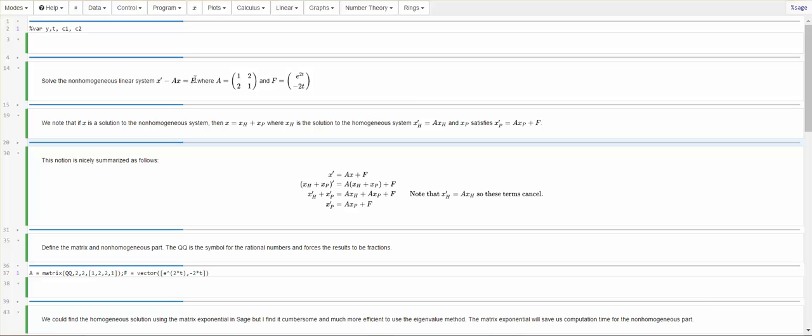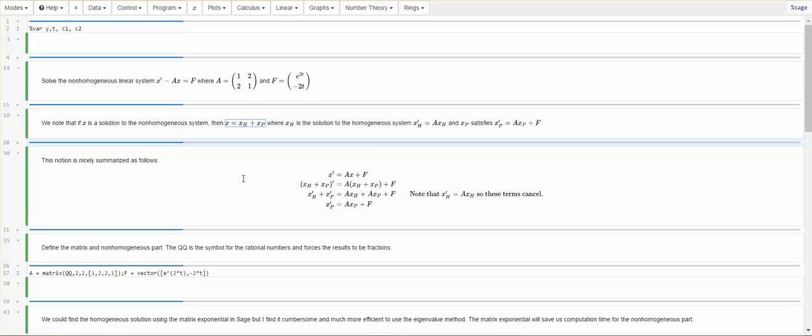Now recall that when you have a non-homogeneous ODE, you can decompose your solution into a homogeneous part and a particular part. Some people call this the complementary solution and this the particular solution. I'll refer to it as the homogeneous part and the particular solution.